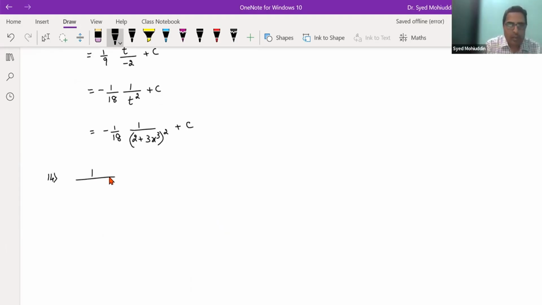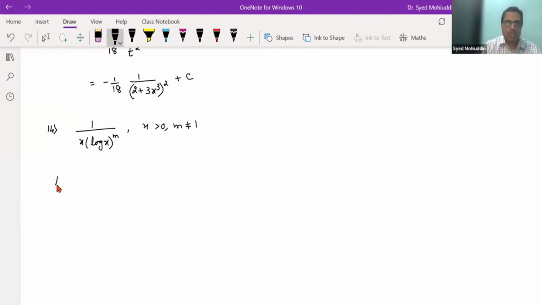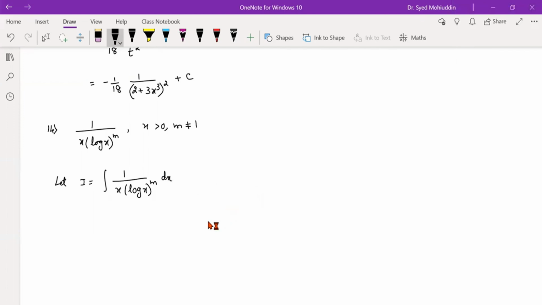Next: 1 by x into (log of x) to the power of m, where x is greater than 0 and m is not equals to 1. Right? m is not equals to 1. So let us write down this integral. Let I is equals to, it is integral of 1 by x times of (log of x) to the power of m into dx. Now the question is, which is the differentiation of the other?